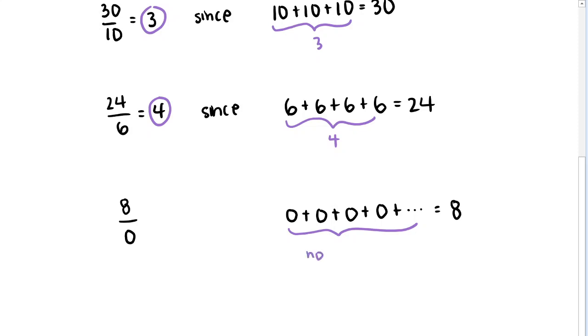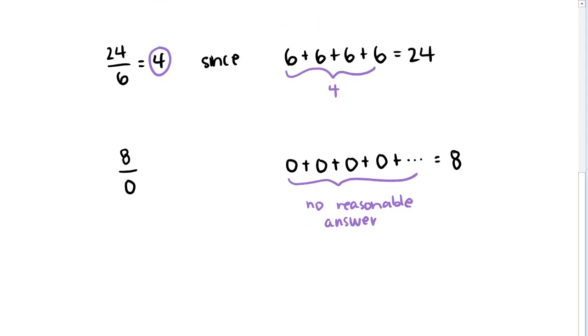There's no reasonable answer. Right, it's not 0. I don't need to add 0 times to get 8. There's just no number that makes sense to put here to tell us how many times we add 0 to itself to get 8. And so actually what we say when we evaluate 8 divided by 0 is we say this is undefined. There's just no reasonable answer. Again, I want to emphasize that here we're taking 8, dividing it by 0. The result is not 0. It's just undefined. There's no reasonable answer.